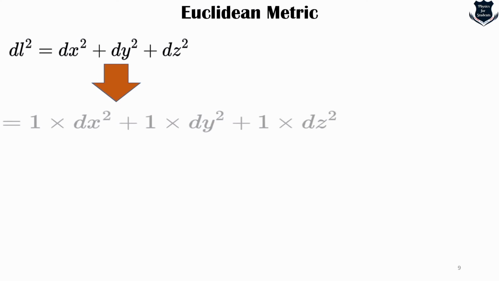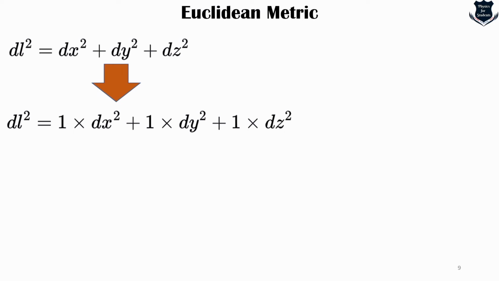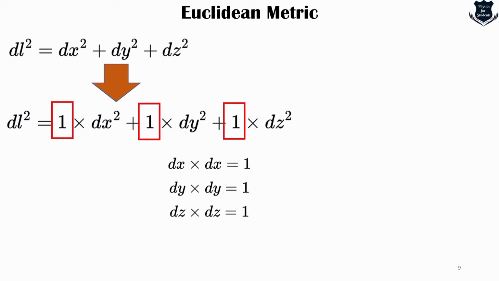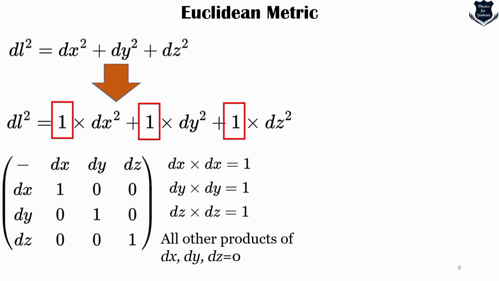Okay, so now let us see this dl squared equals dx squared plus dy squared plus dz squared. You see a 1 times the dx squared term, a 1 times the dy squared term, and a 1 times the dz squared term. These are actually the matrix coefficients, right? So we can arrange them, and all other products remain zero. It looks like a nice matrix like this, right? This matrix tells us how to multiply the differentials dx, dy, dz.